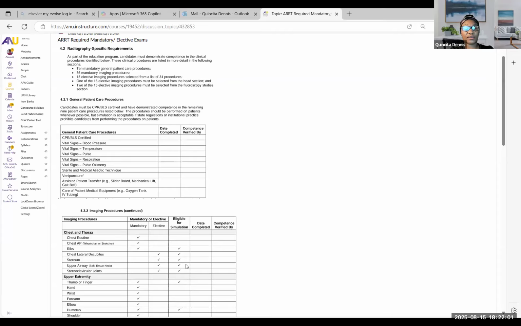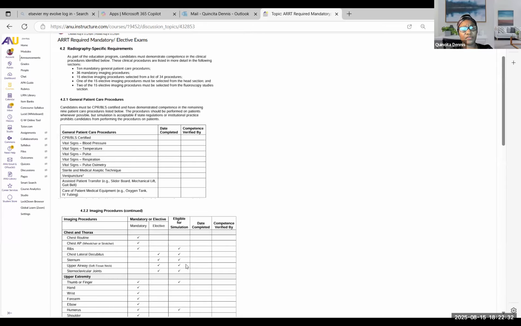Must be a registered tech, of course, or a nurse. A nurse can do these as well. Assisted patient transfer, whether it's with a slider board, whether it's makeshift, maybe you're using a sheet to do it. Maybe it's even transfer from a wheelchair to the table, whatever that tech deems a successful patient transfer is what they can sign off on.